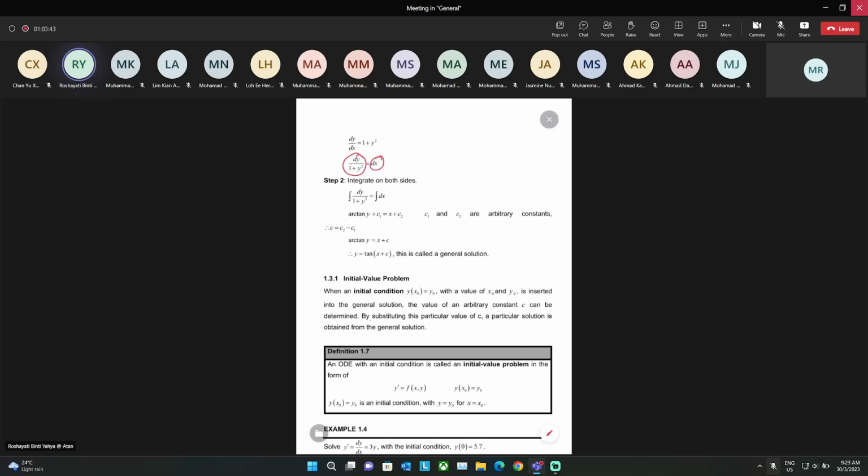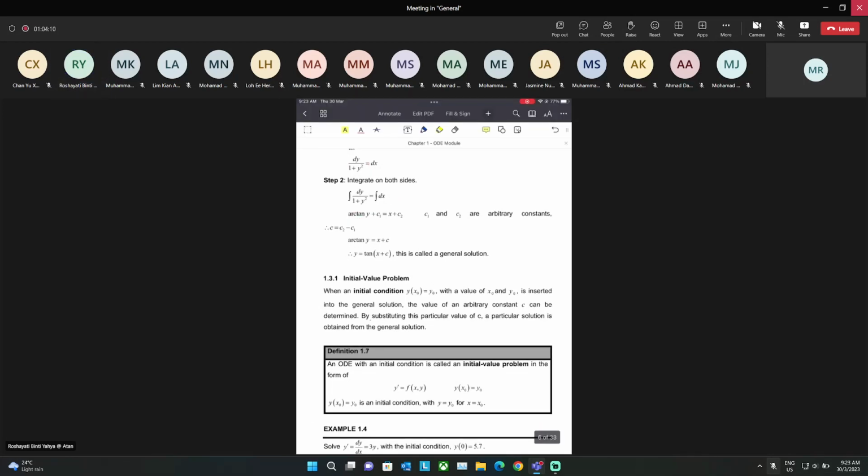Then we go to the next step. You need to integrate both sides here. Integrate 1 over 1 plus y squared dy. So how do you get arctangent?